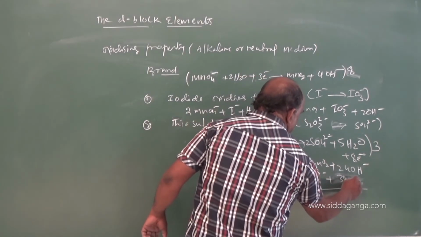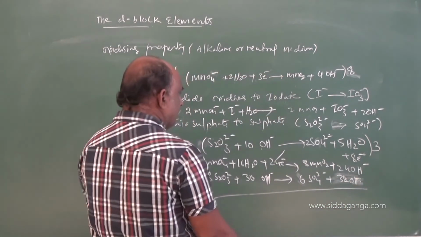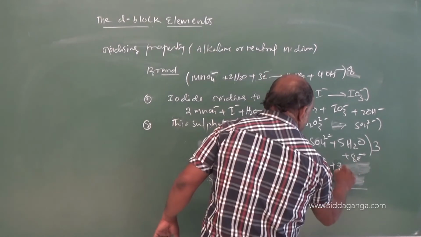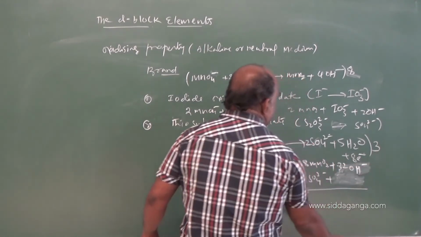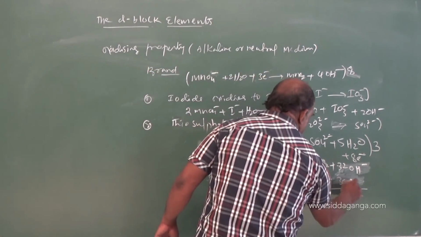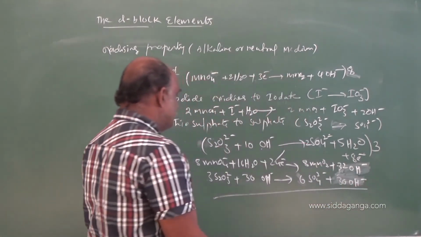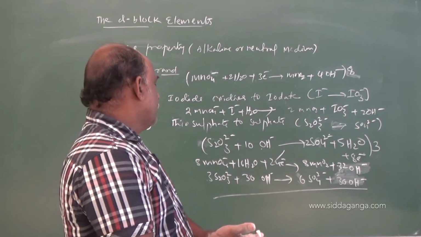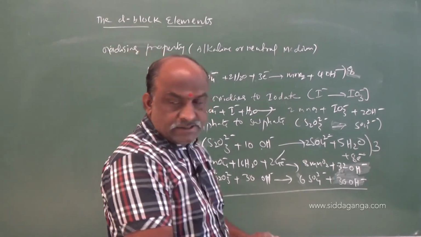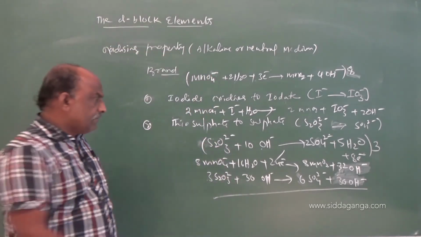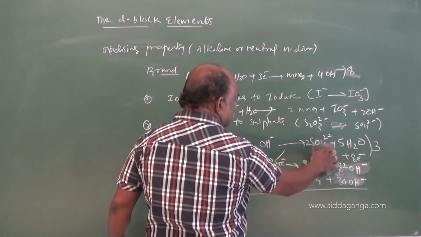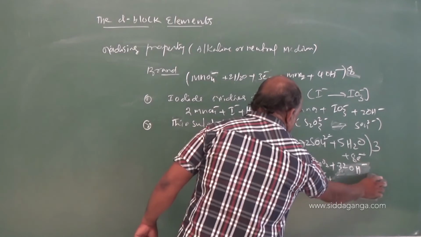32 OH minus while adding, we can wait. 32 OH minus here, and here 30 OH minus. So we will get the correct answer for this. Don't get confused, there will be a little bit of confusion. 30 OH minus and 6 SO4 2 minus, 15 H2O, here 15 H2O.